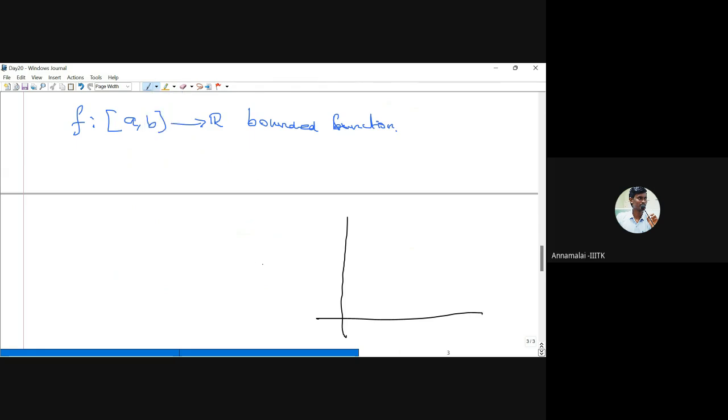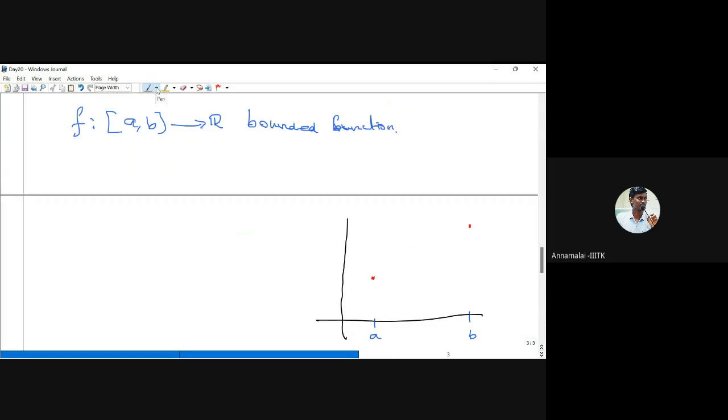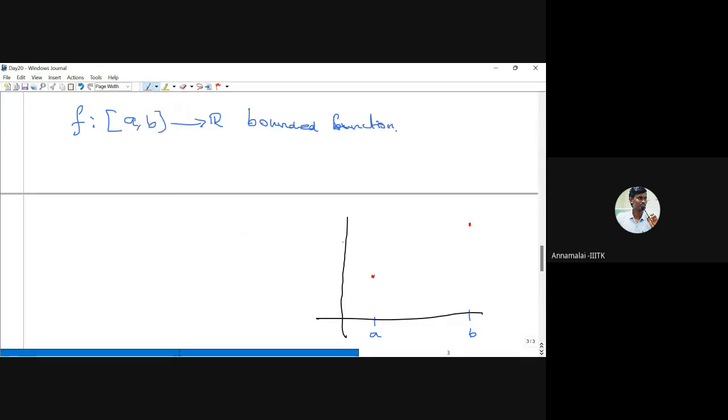So, this is point A and this is B, because the domain is the closed interval a comma b. So, A maps somewhere, and I take this as our f of A, and B maps somewhere. This is f of B. Now, this is a function. You can suppose the function looks like this. This is our f of x.